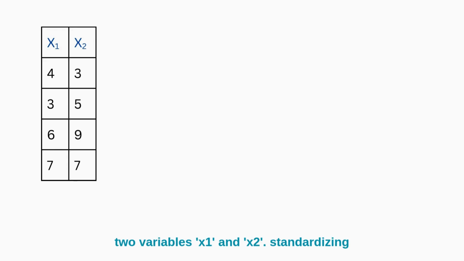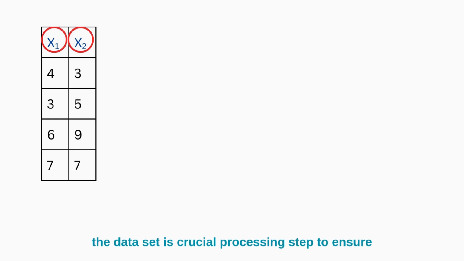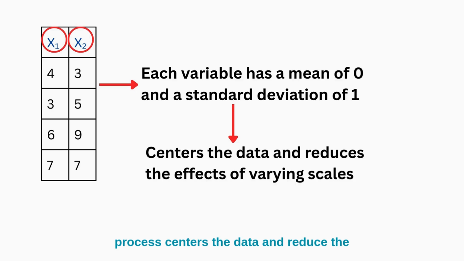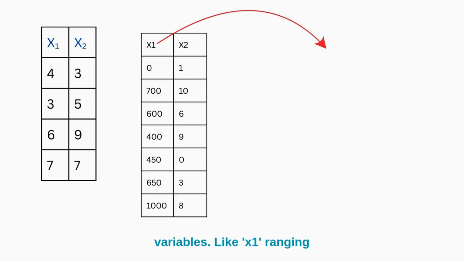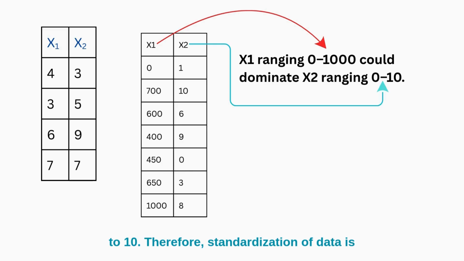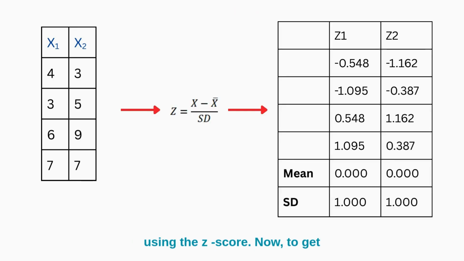These are two variables, x1 and x2. Standardizing the dataset is a crucial processing step to ensure that each variable has a mean of 0 and standard deviation of 1. This process centers the data and reduces the effects of varying scale factors across variables. Like x1 ranging from 0 to 1000 could dominate x2 ranging from 0 to 10. Therefore, standardization of data is needed. Here is the standardized version of the data using the z-score.